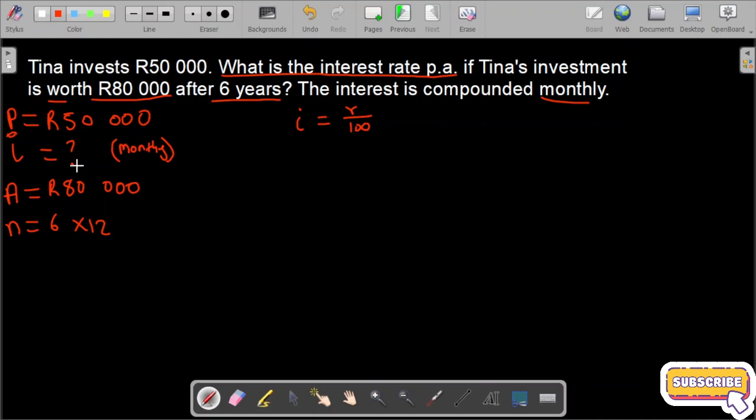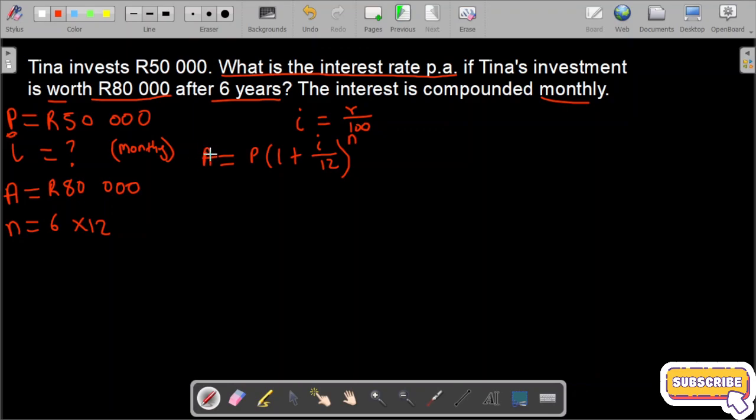Let's take that into account because it's going to be useful in what we are going to calculate right now. Because at the end of the day, we're looking for this R here. Now let's go into our formula. A is equal to P into 1 plus I all over 12, compounded monthly so we divide by 12, to the power n. In this case, it's 6 times 12.